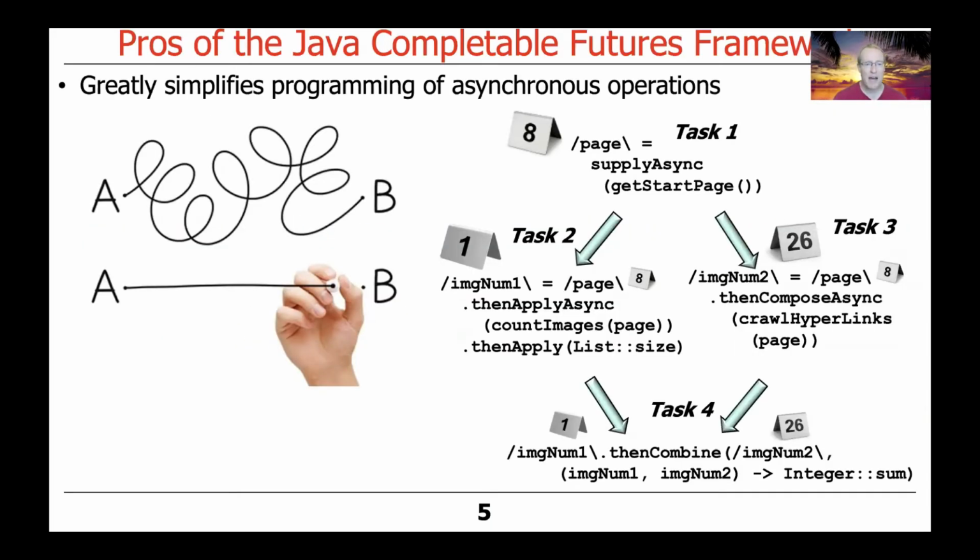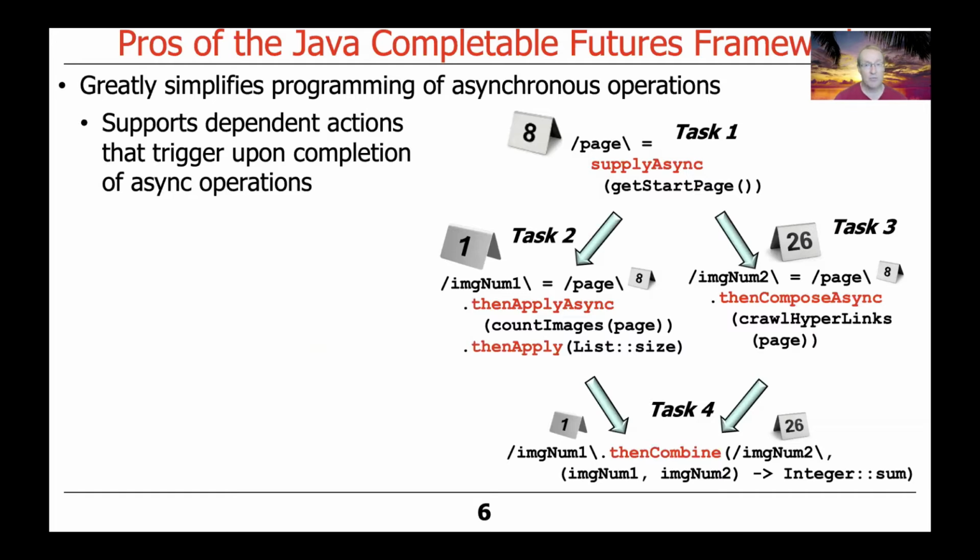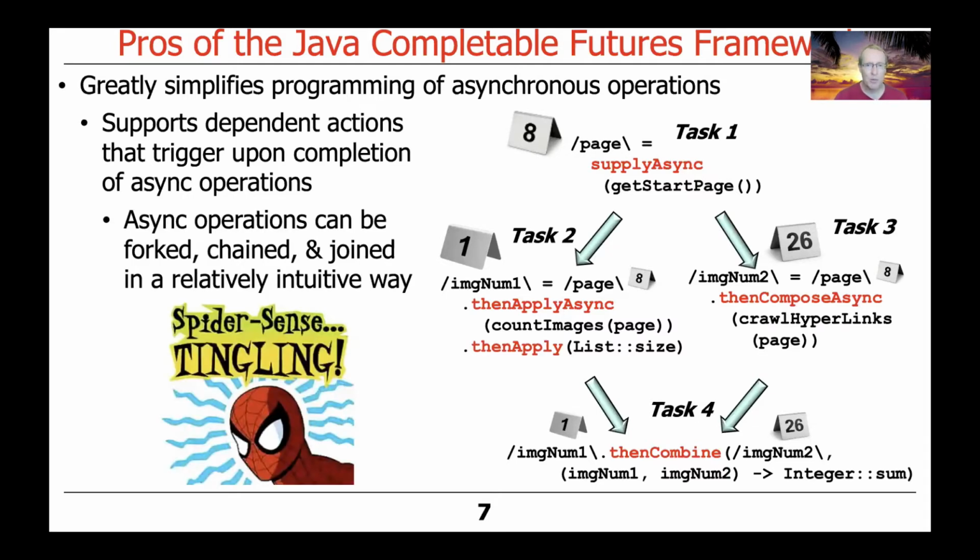So one of the nice things about completable futures is that they simplify the programming of asynchronous operations. And keep in mind what a completable future does. It supports dependent actions that trigger upon the completion of asynchronous operations. And what's cool about the completable futures framework, the thing that makes it much more powerful than, say, vanilla Java futures from back in the day, 15 years ago when they came out, is that these asynchronous operations can be forked, chained, and joined together in a relatively intuitive way.